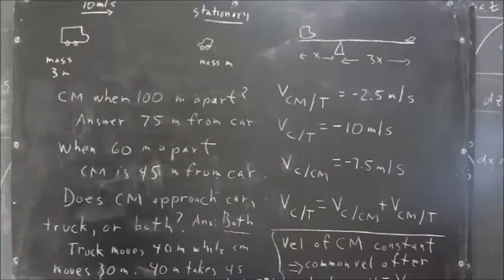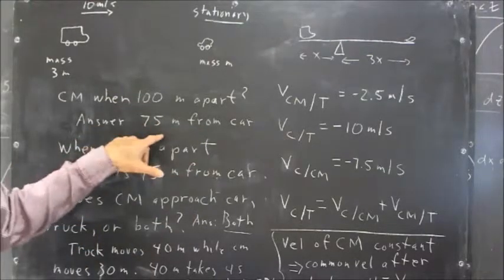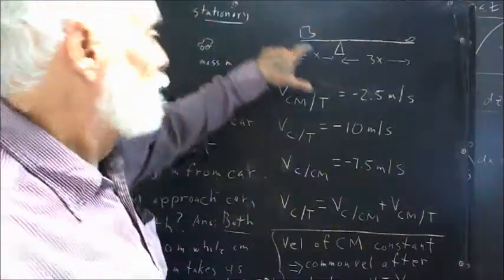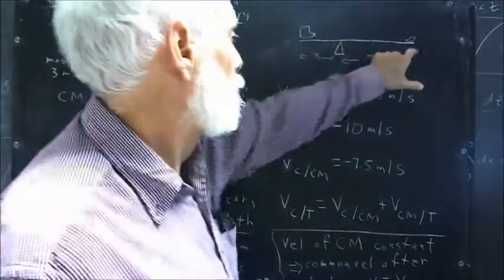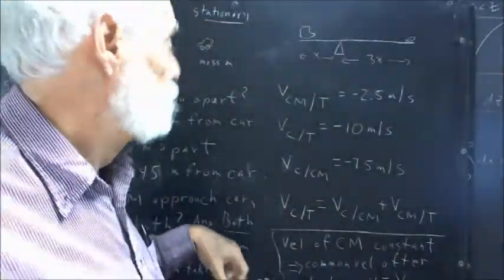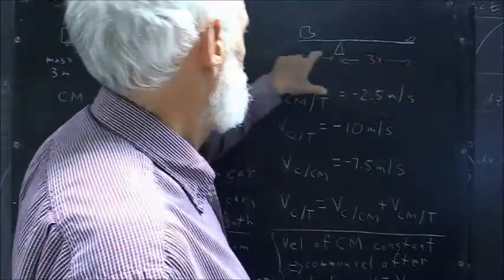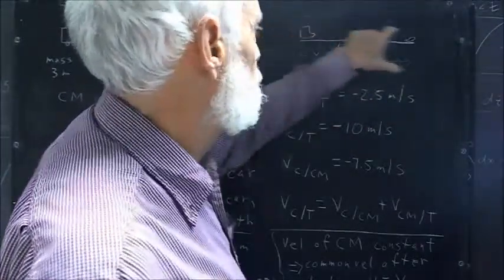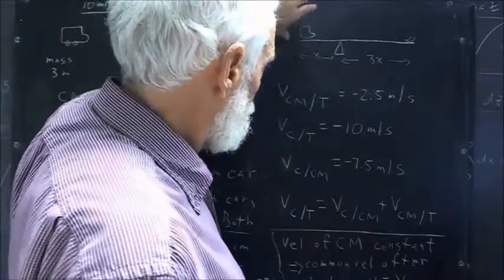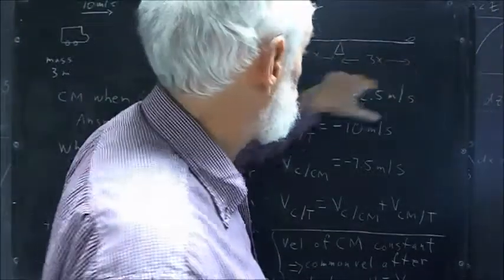Well, if you haven't answered that question, you should without looking forward. The answer turns out to be 75 meters from the car. Reason being, let's imagine the truck and the car being balanced on some kind of a light supporting beam. The truck, being 3 times the mass of the car, will exert 3 times the torque on the system if it's at an equal distance.